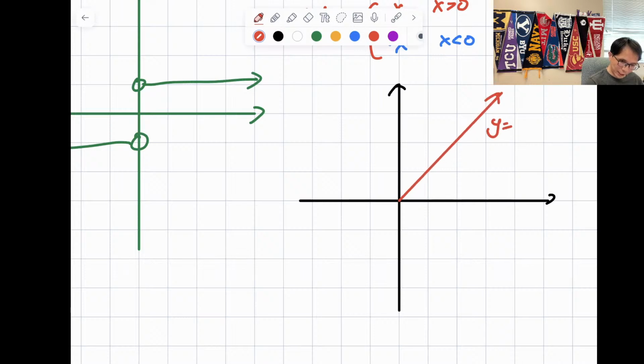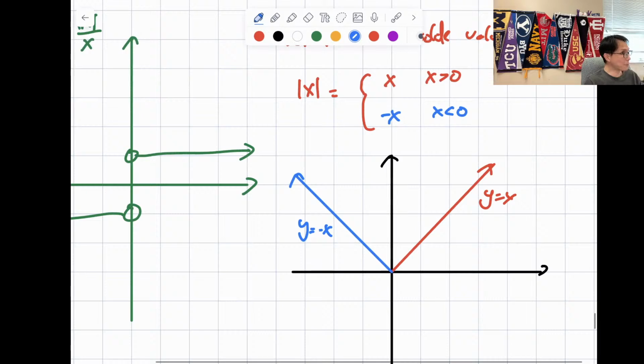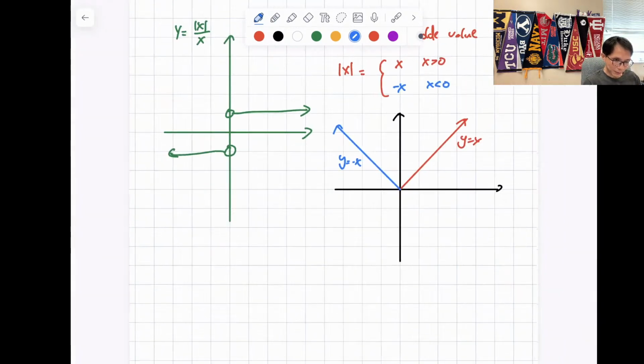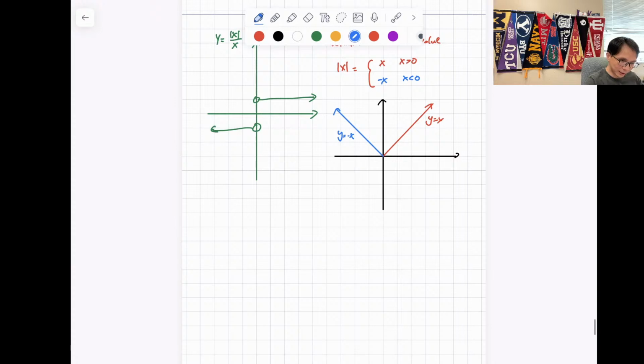So y equal to x, and here is y equal to negative x. Is that okay? So you can write an absolute value function as two functions. And this two-piece piecewise function is going to help you evaluate a lot of problems. For example, you can also do this down here too.